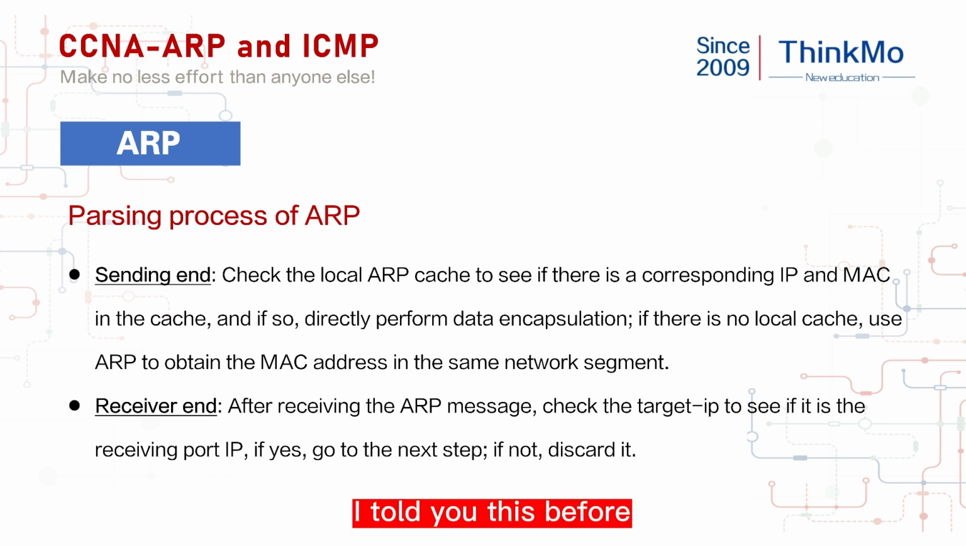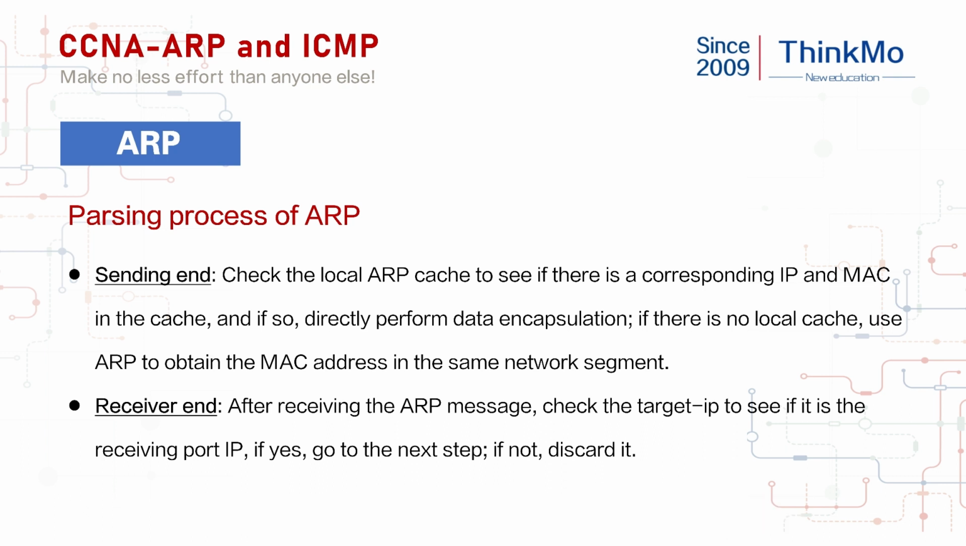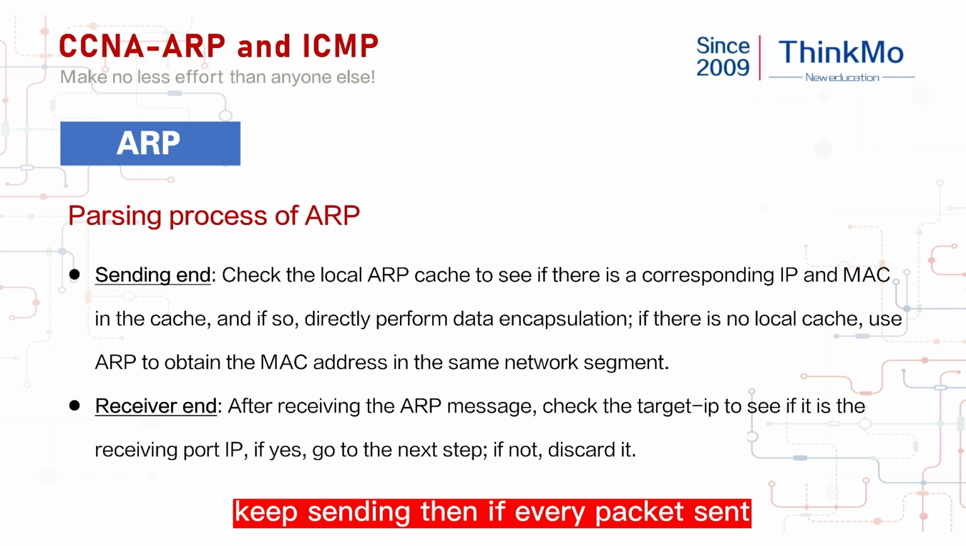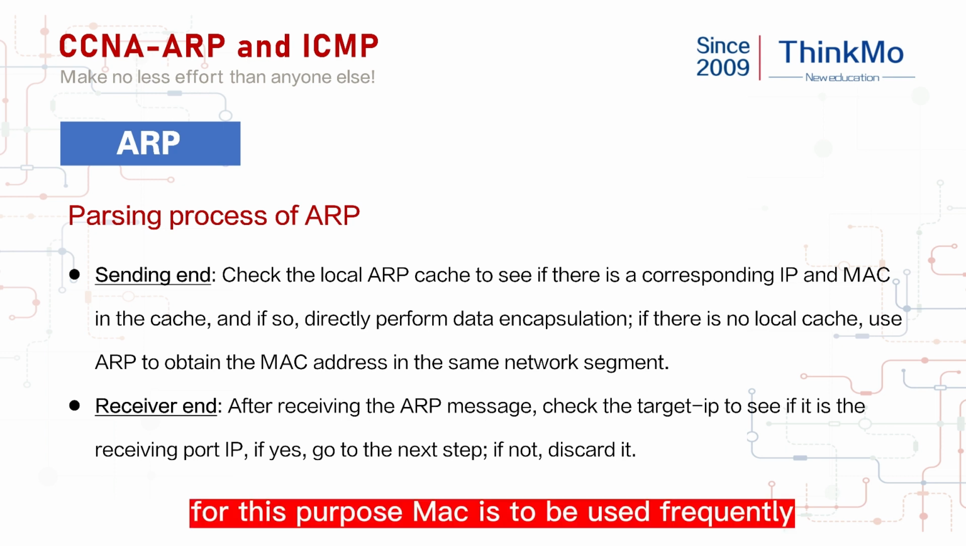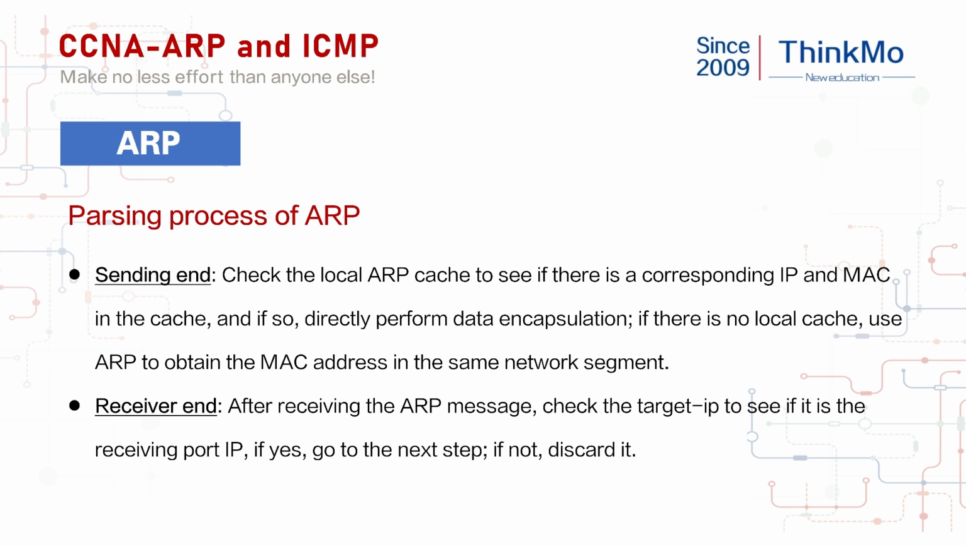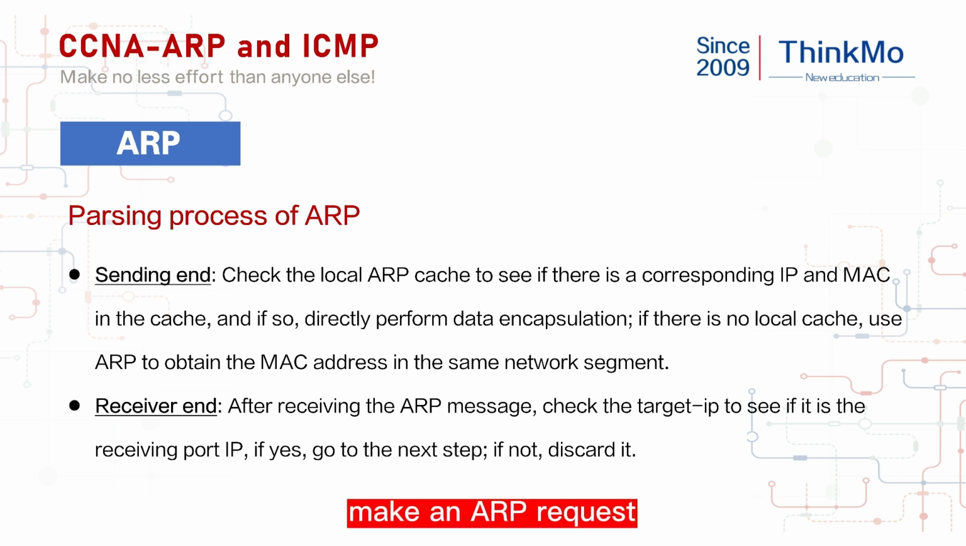I told you this before. For data, data is being sent continuously, sending from source to destination. Many messages may be sent at the same time. Keep sending. Then if every packet sent, data encapsulation. That means, for this purpose MAC is to be used frequently. If now every time before sending a packet, make an ARP request, it's not optimized. Very troublesome.